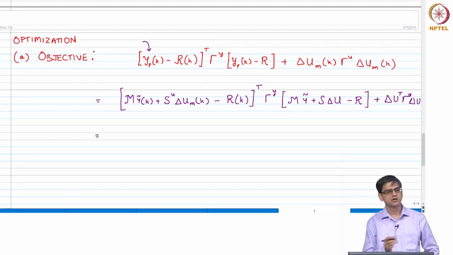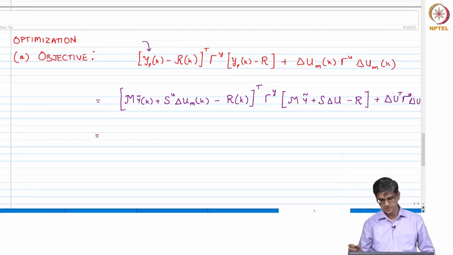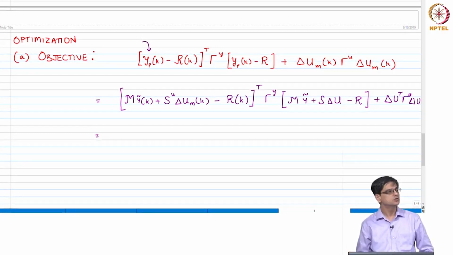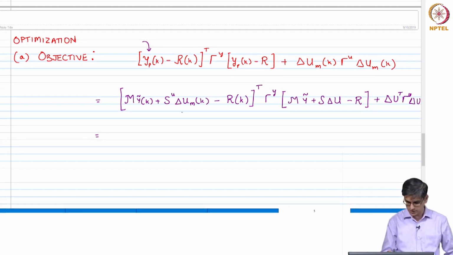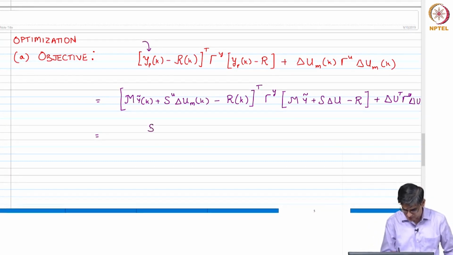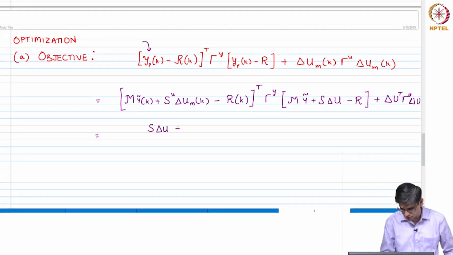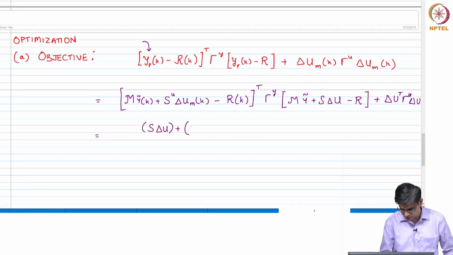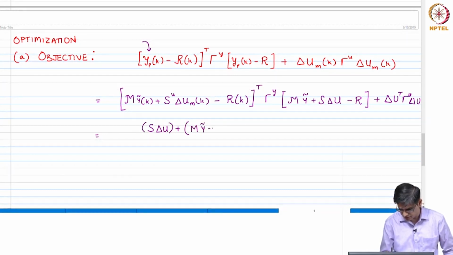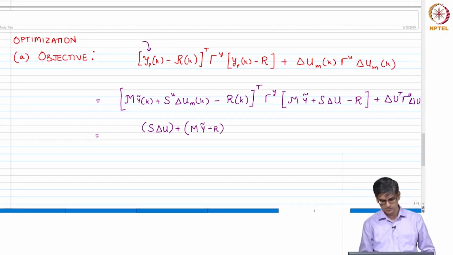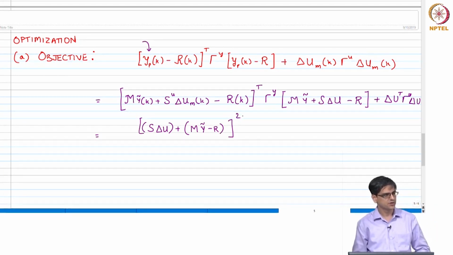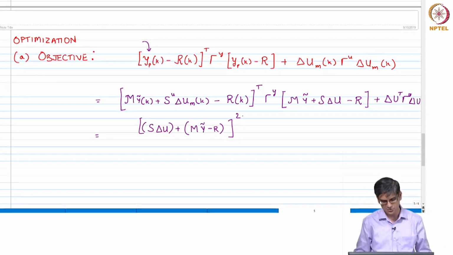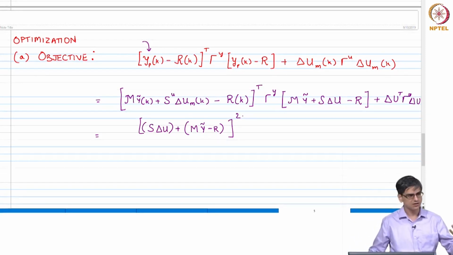So, we can collect the terms in delta u squared, we can collect the terms in delta u, and ignore the constant part. If we look at this, it can be written as S delta u plus m y tilde minus r, some kind of a square. Not correct, what I am writing is not exactly correct, your gamma y is there, and it's a vector, it's not a scalar.